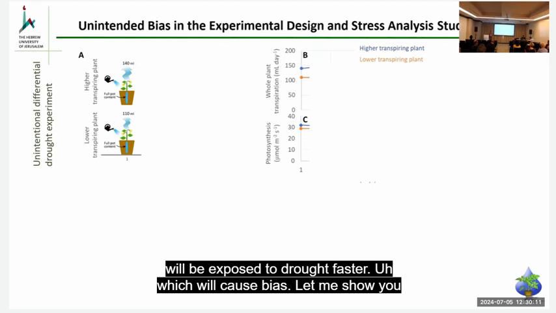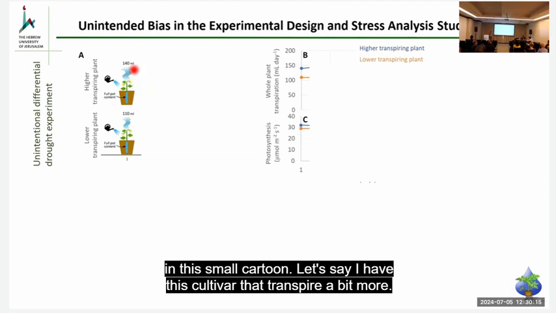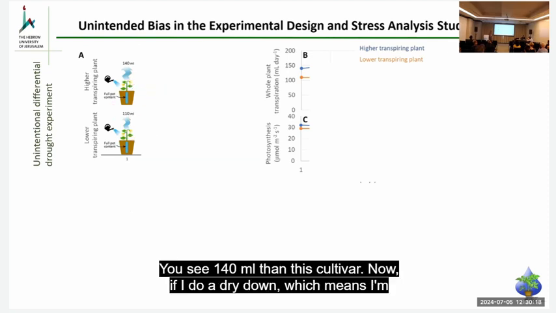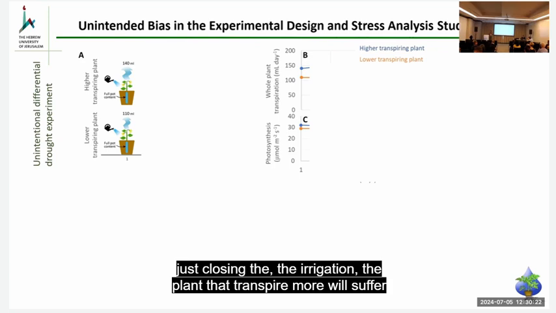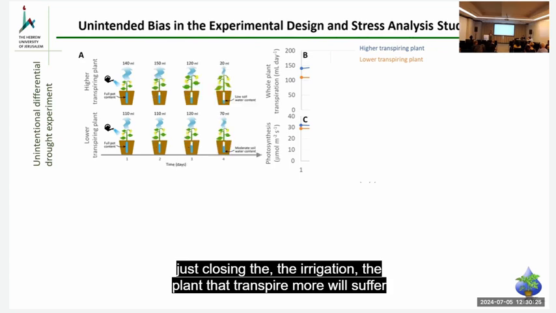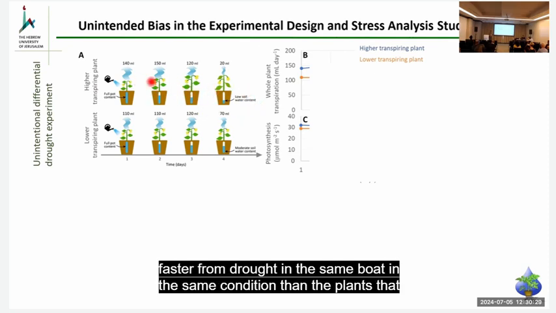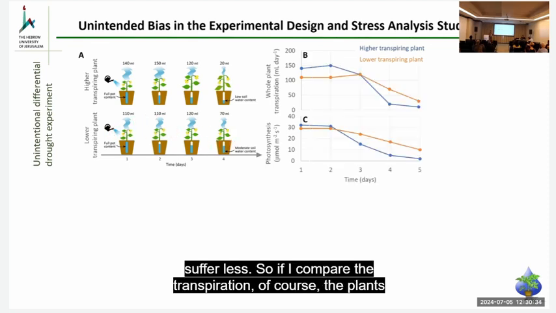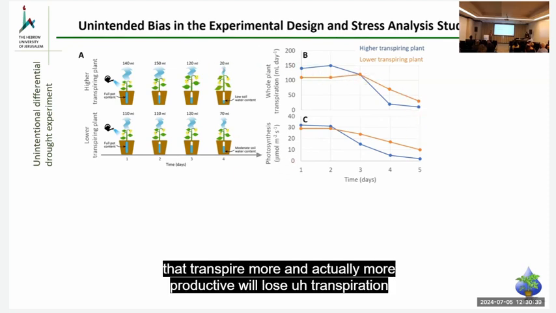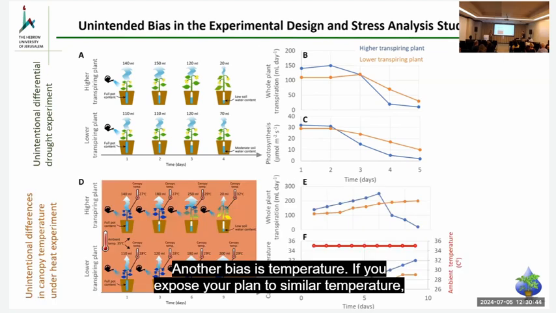which will cause bias. Let me show you in this small cartoon. Let's say I have this cultivar that transpires a bit more, you see 140 ml, than this cultivar. Now, if I do a dry down, which means I'm just closing the irrigation, the plant that transpires more will suffer faster from drought in the same pot, in the same conditions, than the plants that suffer less. So if I compare the transpiration, of course, the plants that transpire more and are actually more productive will lose transpiration faster.